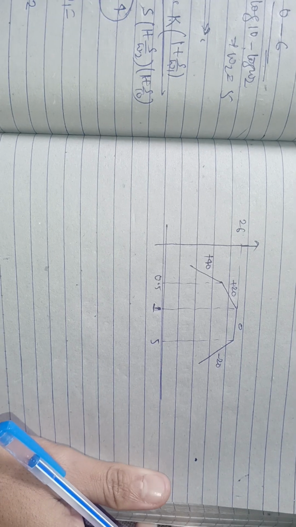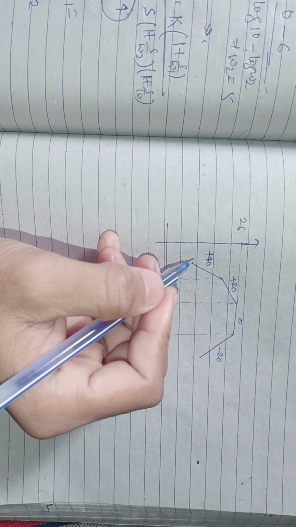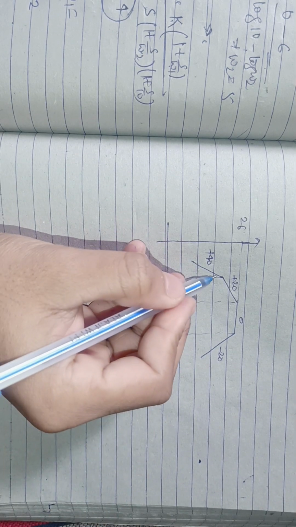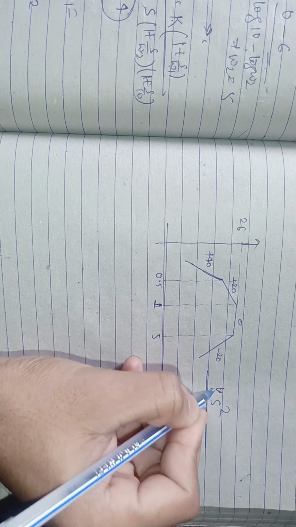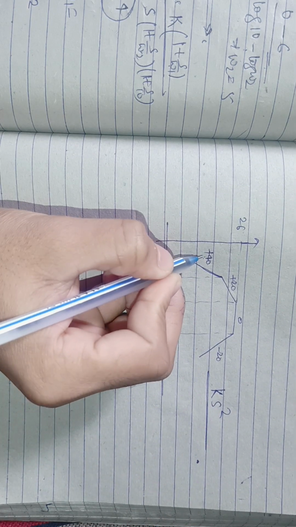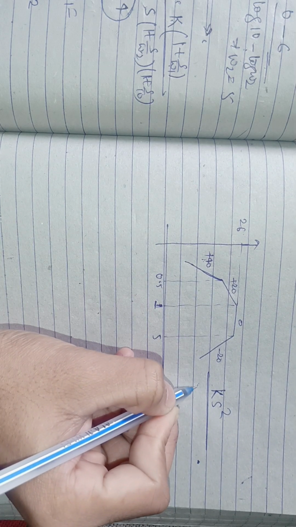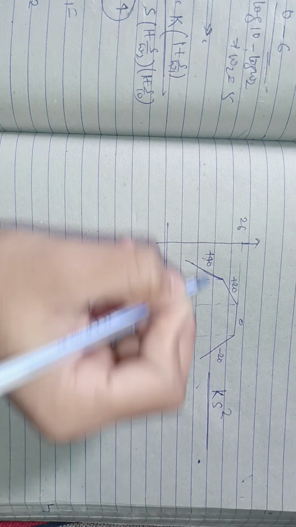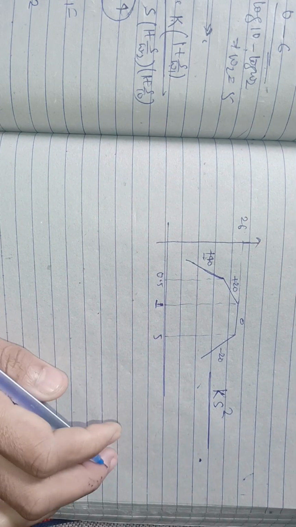Another last but not the least question. Observe here, the initial slope is plus 40 dB. If it were minus 40, then definitely two poles would be present at origin, but here plus 40 is given, so it means two zeros are present at origin.